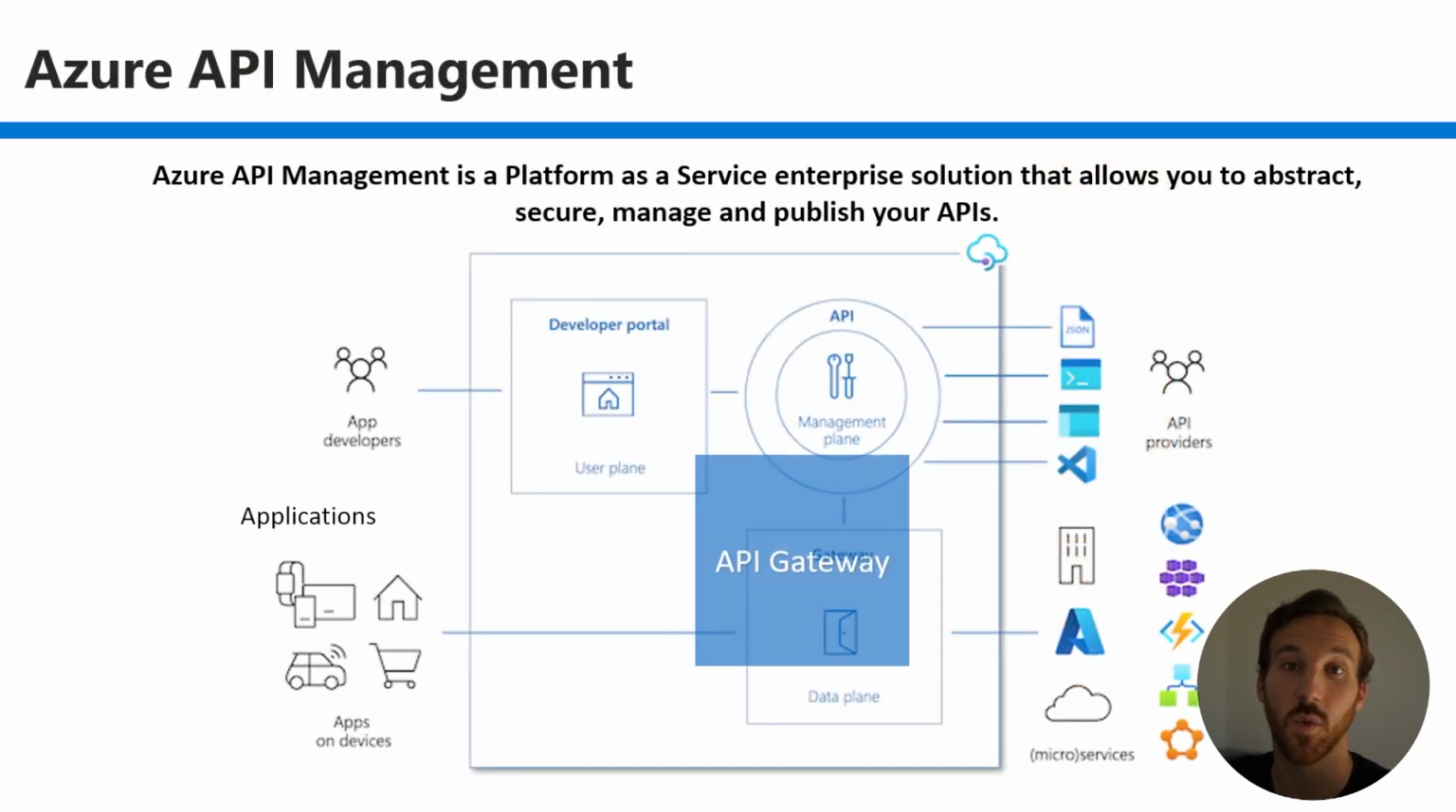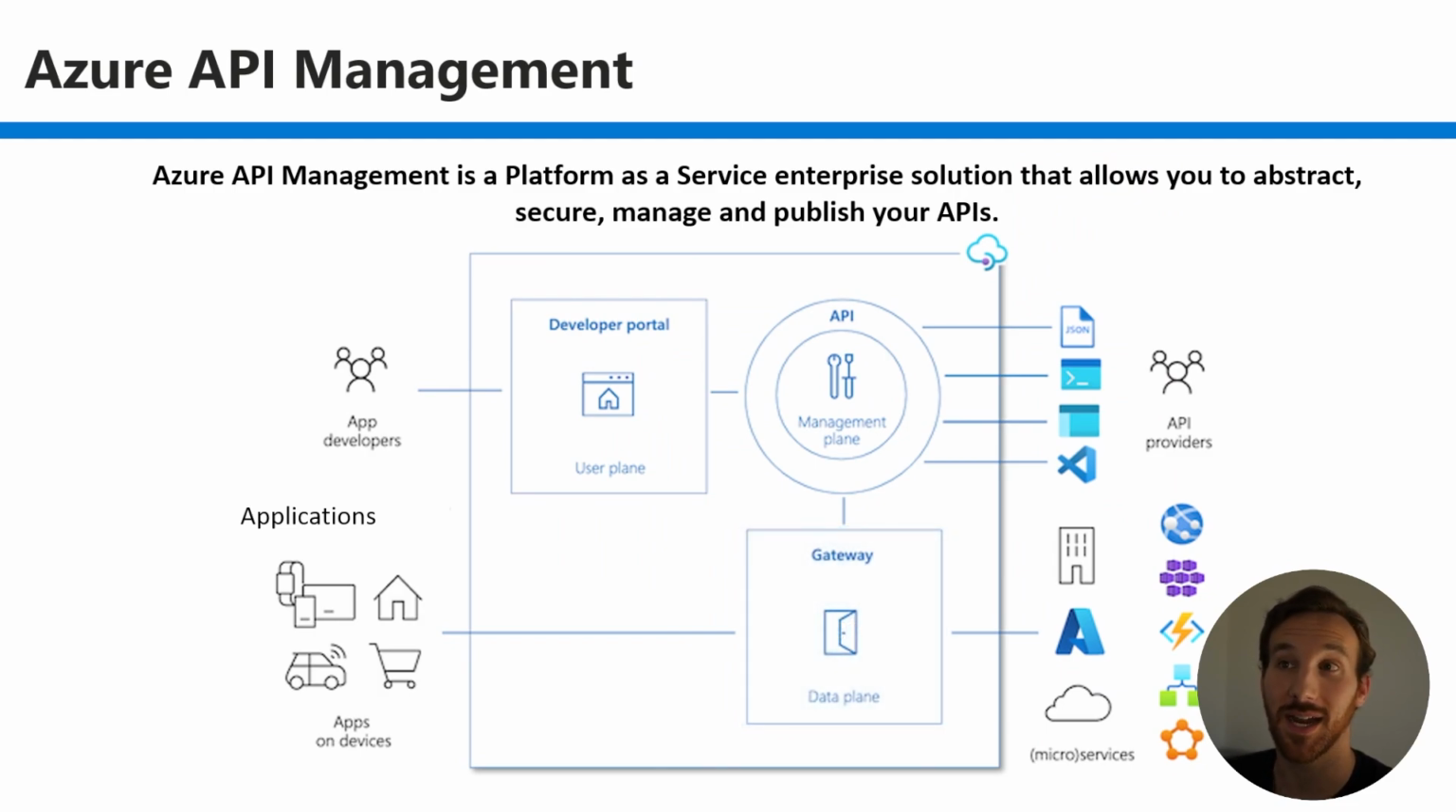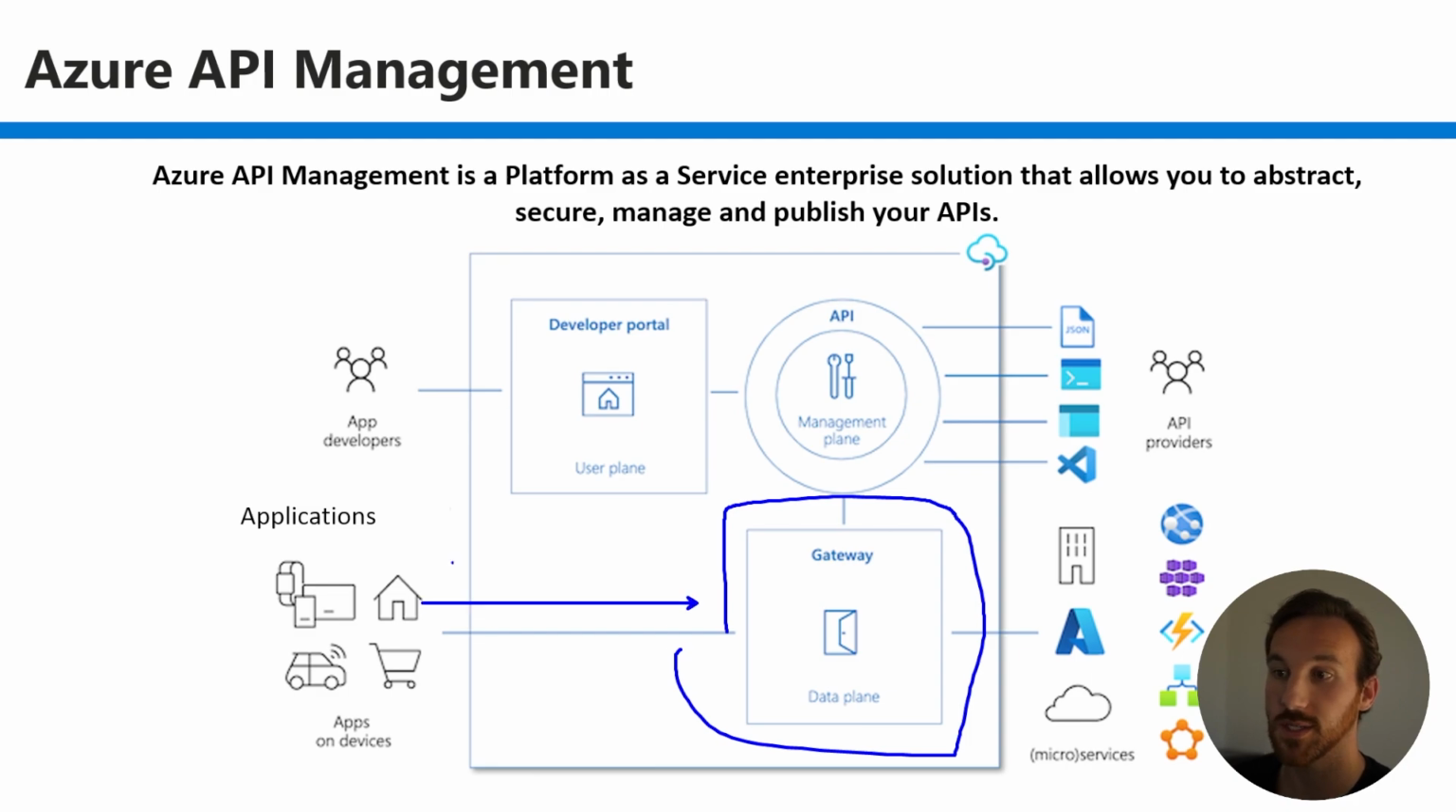And then this is where Azure API Management comes in. Azure API Management is a platform as a service enterprise solution that allows you to abstract, secure, manage, and publish your APIs. So in Azure API Management, you have that gateway that all the applications make requests to. And all those different backend services will be in the cloud or on-premise or wherever you have them hosted.